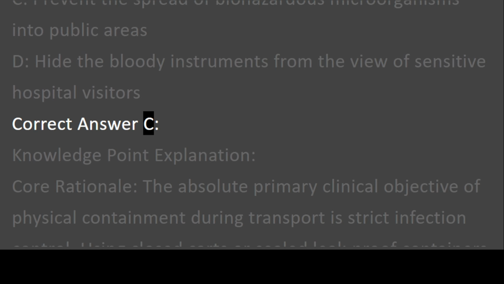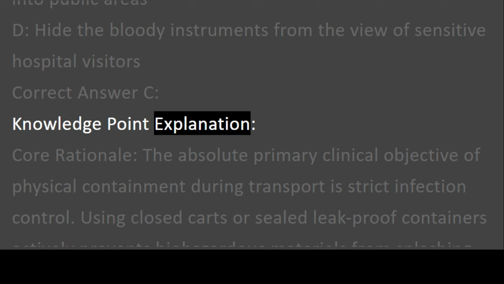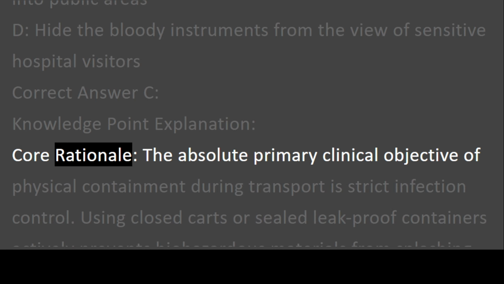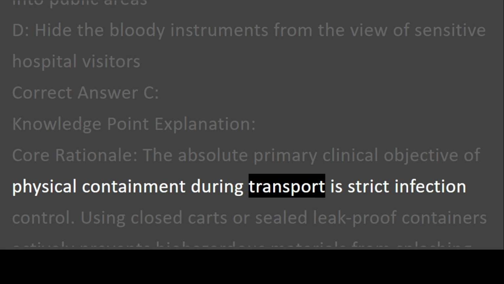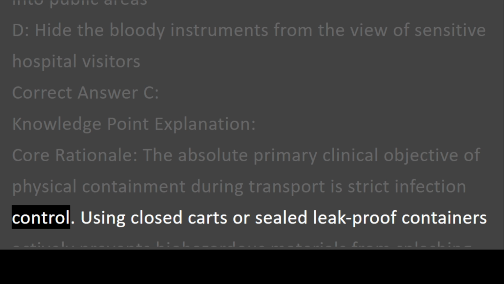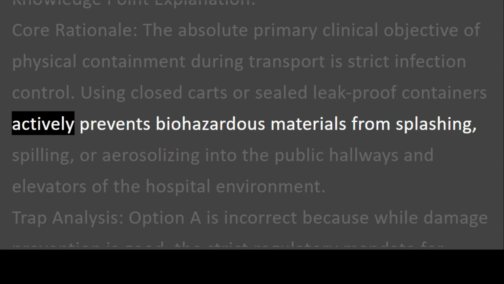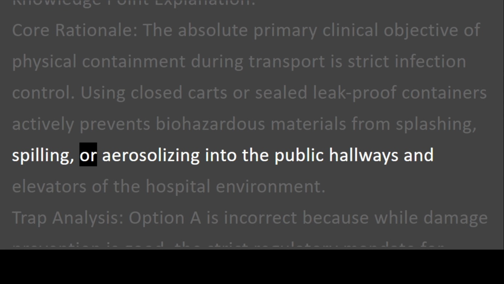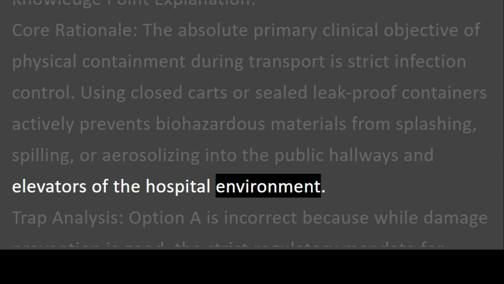Correct answer C. Knowledge point explanation. Core Rationale. The absolute primary clinical objective of physical containment during transport is strict infection control. Using closed carts or sealed leak-proof containers actively prevents biohazardous materials from splashing, spilling, or aerosolizing into the public hallways and elevators of the hospital environment.